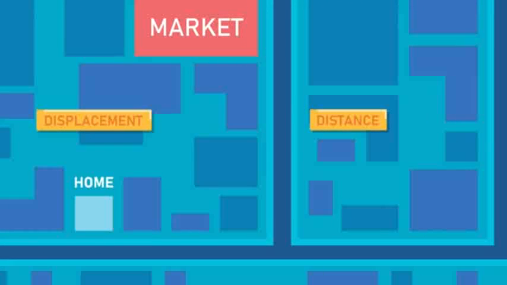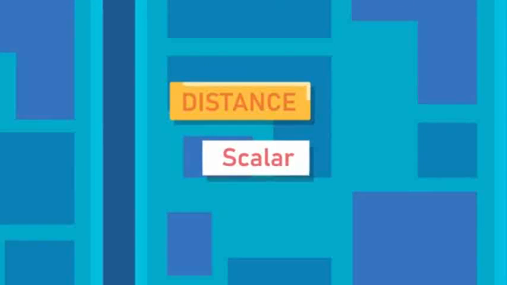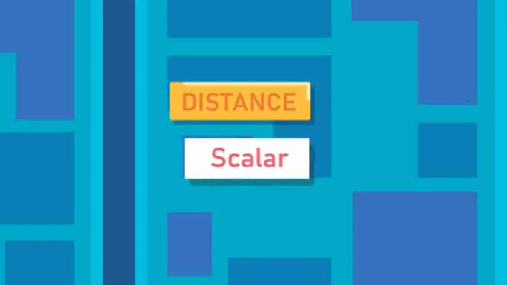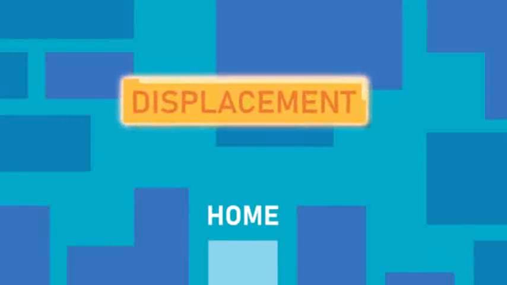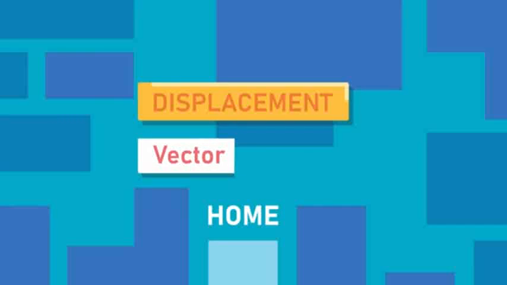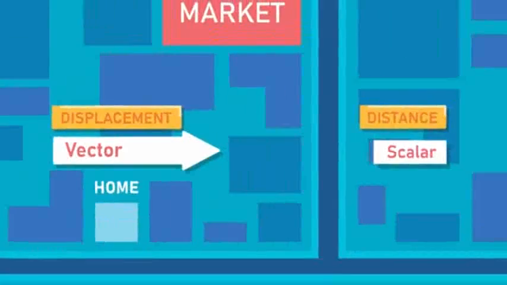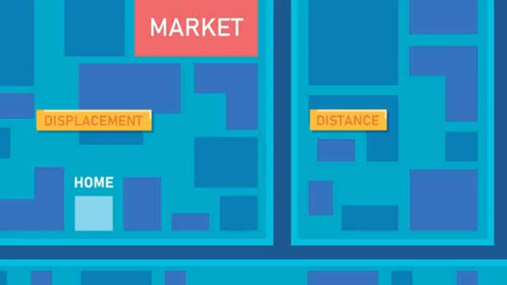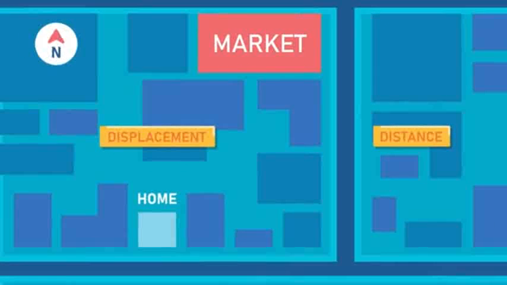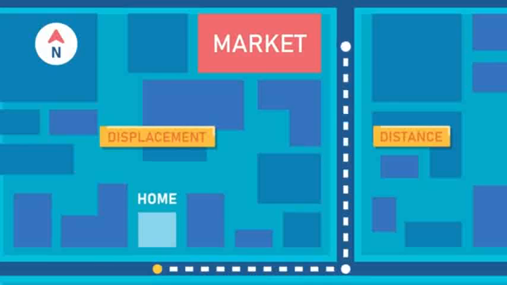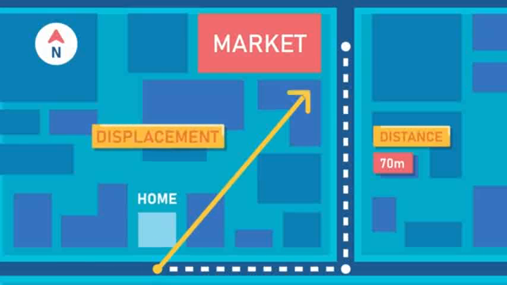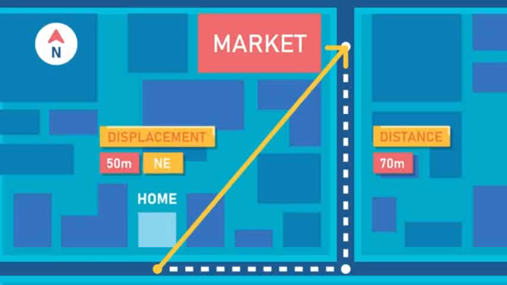The other difference between distance and displacement is that distance is a scalar quantity, which means that it only measures magnitude, while displacement is a vector quantity, which includes both magnitude and direction. So, when talking about displacement, we also need to mention its direction. Therefore, the distance is 70 meters and the displacement is 50 meters northeast.